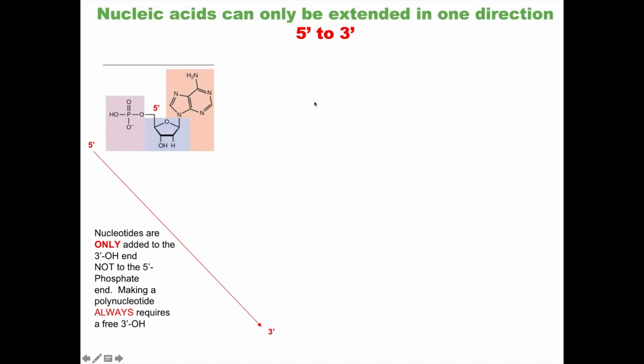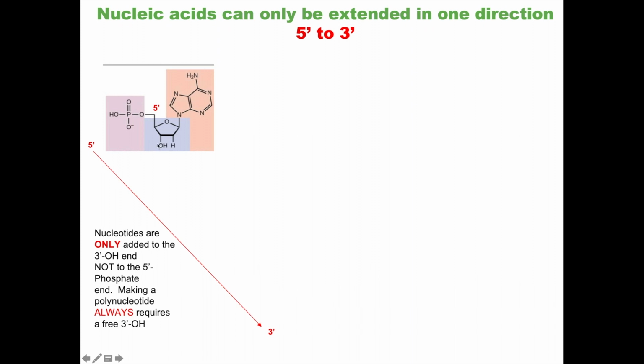Okay. So before we can talk about DNA replication, there is one feature of nucleic acid polymerization that is very, very, very important to understand. And the point I want to get across is for you to understand that nucleotides, when they polymerize, are only added to the 3' hydroxyl end of another nucleotide, not to the 5' phosphate end. So making a polynucleotide always requires a free 3' hydroxyl. Otherwise, you cannot make a new DNA.